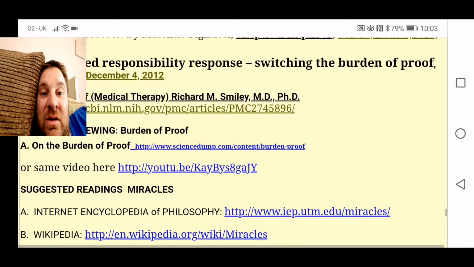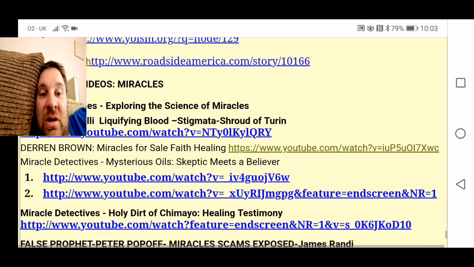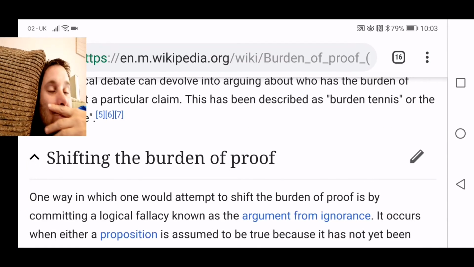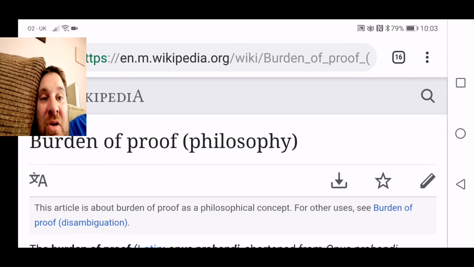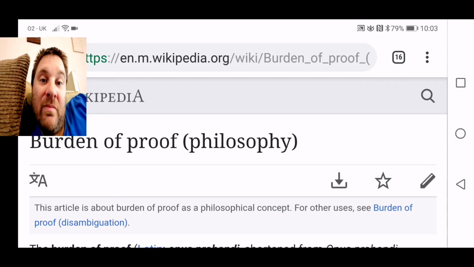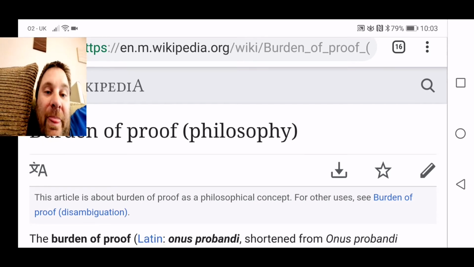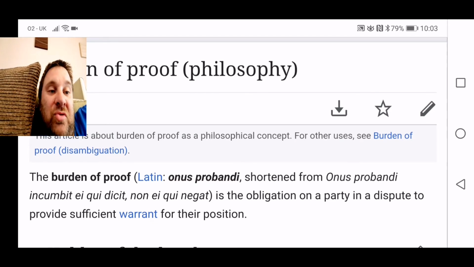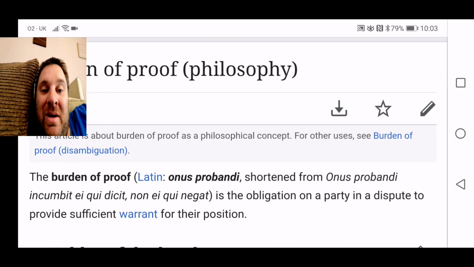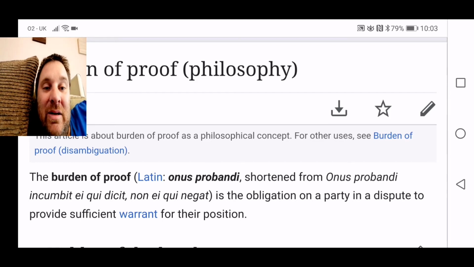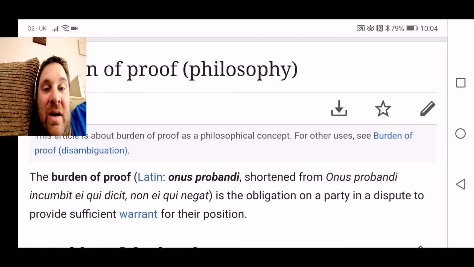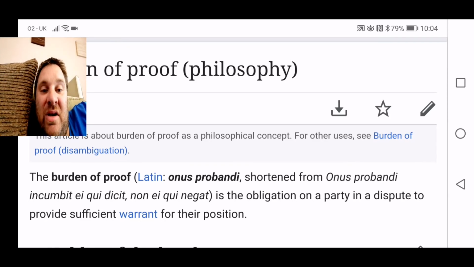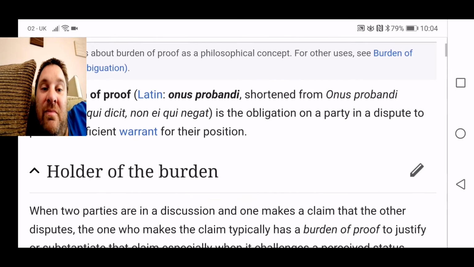And then that's it. Then it's just going to give you more things you can go and look at. Let's click this one here. Burden of proof in philosophy. The burden of proof, Latin, onus probandi. It's shortened from onus probandi incumbit ei qui dicit, non ei qui negat. It's an obligation on a party in a dispute to provide sufficient warrant for their position.